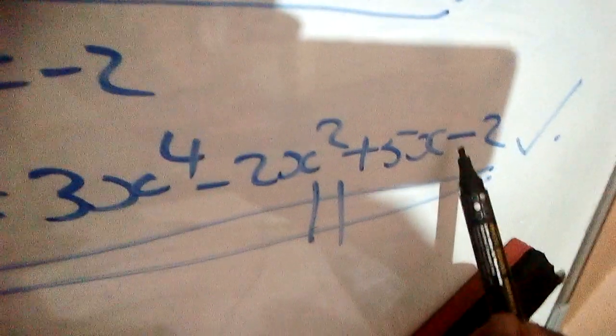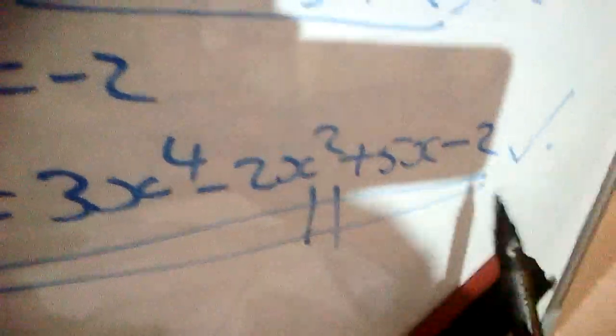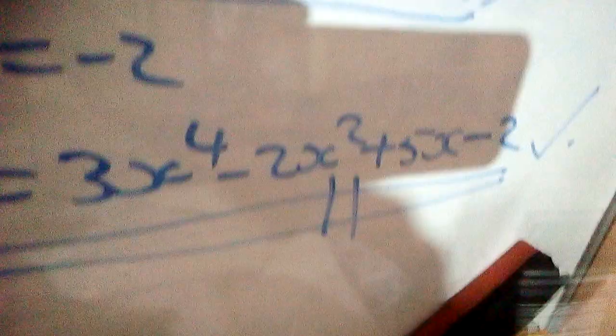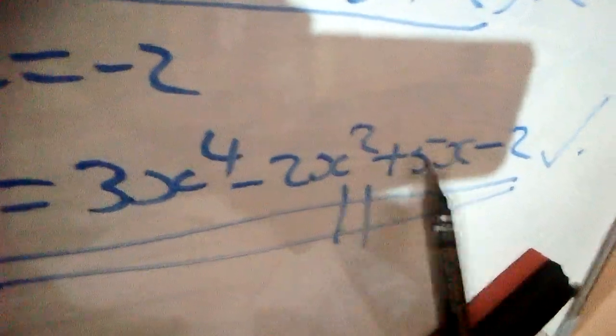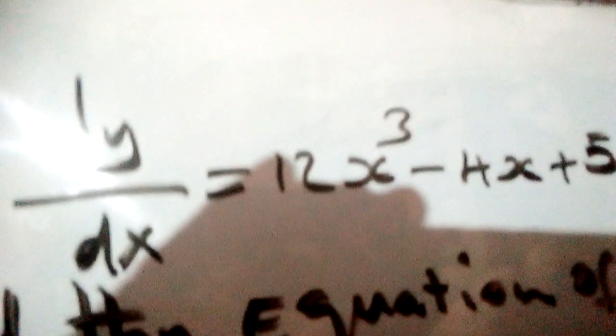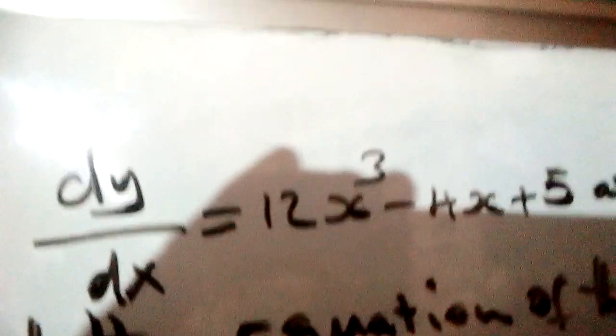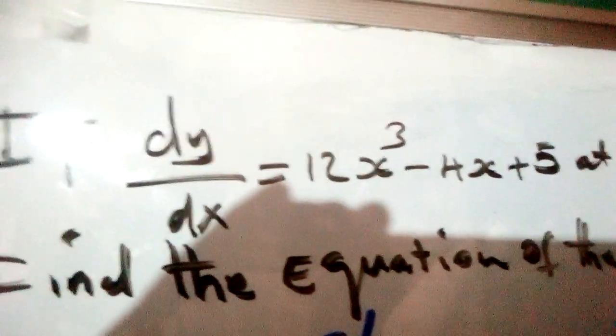And the constant minus 2, remember, the gradient of a constant or a number is 0. So minus 2 is out. Then the gradient of 5x is just positive 5. And this will take us back to this particular question. You see? That's how simple it is.